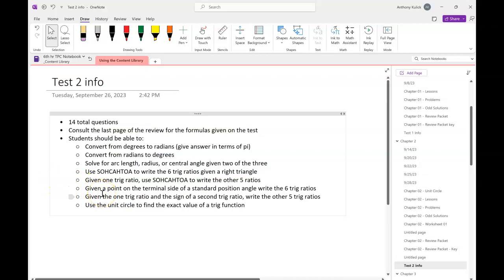If you're given a point on the terminal side of a standard position angle, you should be able to write the 6 trig ratios from that. So you need the y over r, x over r definitions. If you're given 1 trig ratio and the sign of a second trig ratio, you should be able to write any of the other 5. That's like page 2 of the worksheet that Nick was just asking about. And then you should be able to use the unit circle to find the exact values of a trig function. That's like page 1 of the worksheet that Nick was just asking about. That's the gist of it.